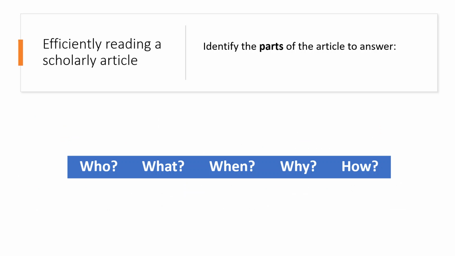Now, to do this, we have to efficiently read a scholarly article, and reading scholarly articles is hard, especially if you're not familiar with the subject matter. But there are a few tricks. And the first is to identify the parts of the article, and then to answer within that article, just to always keep in mind that you are answering who, what, when, why, or how. And it may be some combination of these and not all of them, but this is a good thing to keep in mind and to keep you on track and keep you from getting overwhelmed while you're trying to read a scholarly article.